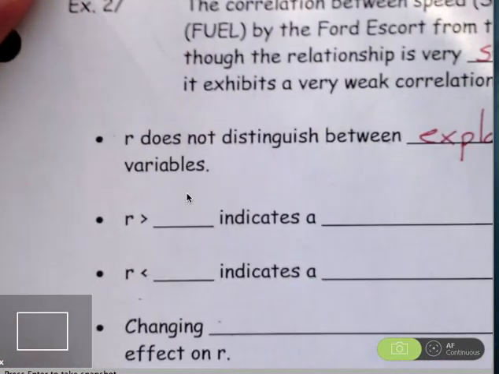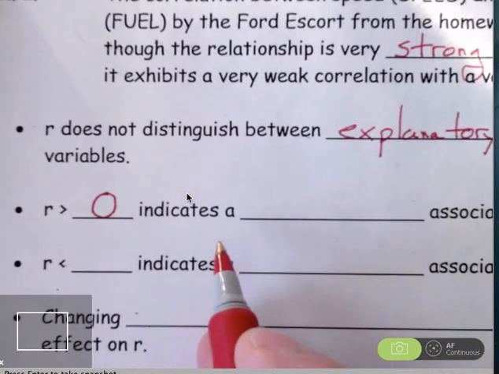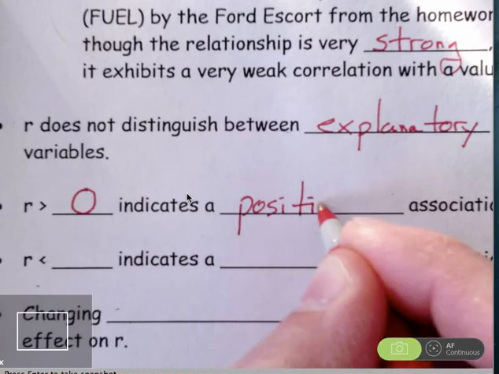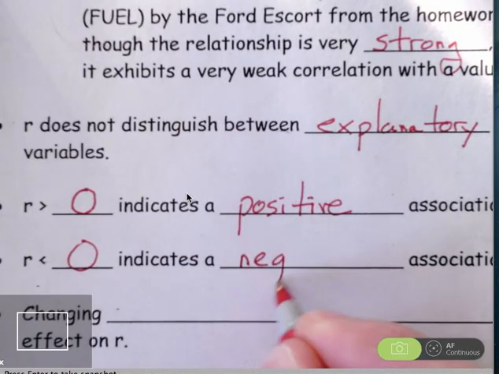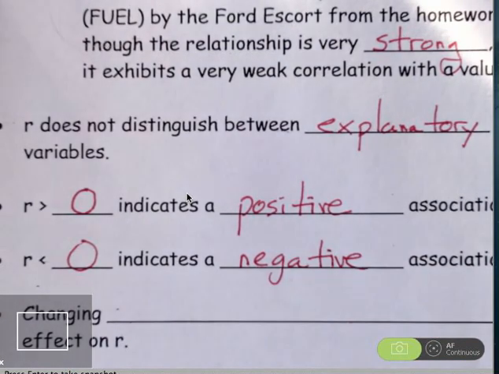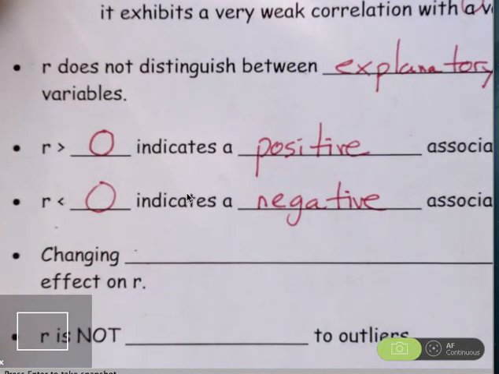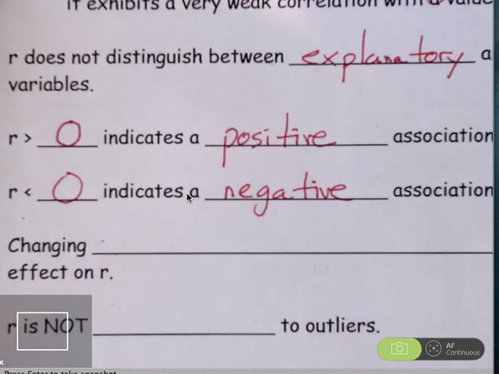As you can guess then, if R is greater than 0, if the correlation is positive, this indicates a positive association. If R is less than 0, this indicates a negative association. Something else to think about: we are multiplying z-scores together, and z-scores are linear transformations of the data. So changing the units of measurement has no effect on R. Changing units of measurement has no effect whatsoever.